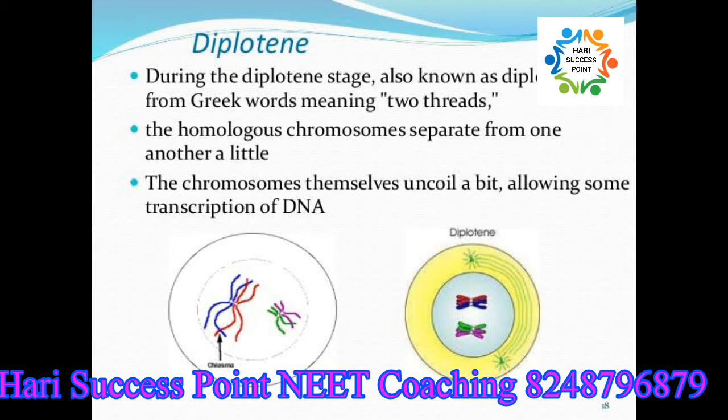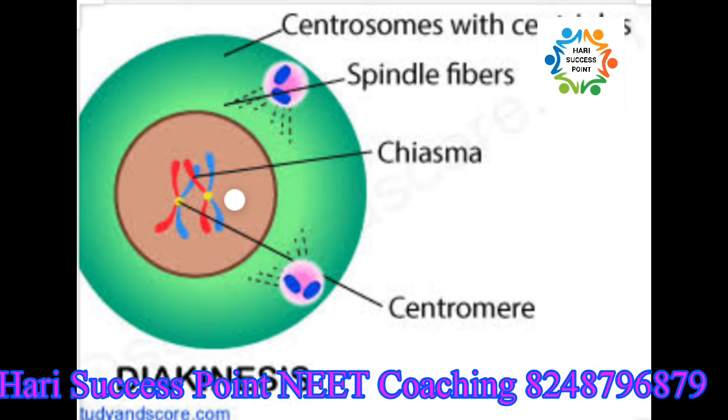Diakinesis is the last stage of prophase 1. It is characterized by the maximum coiling and condensation of chromosomes. During this phase, the chromosomes are fully condensed and the spindle fibers assemble to prepare the homologous chromosomes for separation. By the end of diakinesis, the nucleolus disappears and the nuclear envelope breaks down. This stage is followed by metaphase 1.